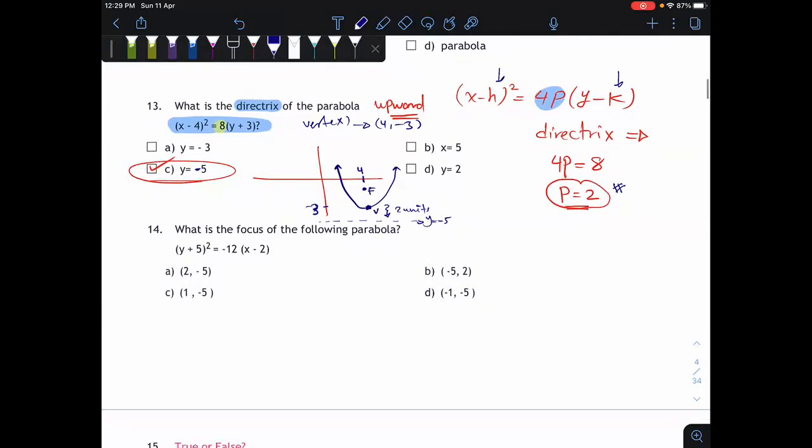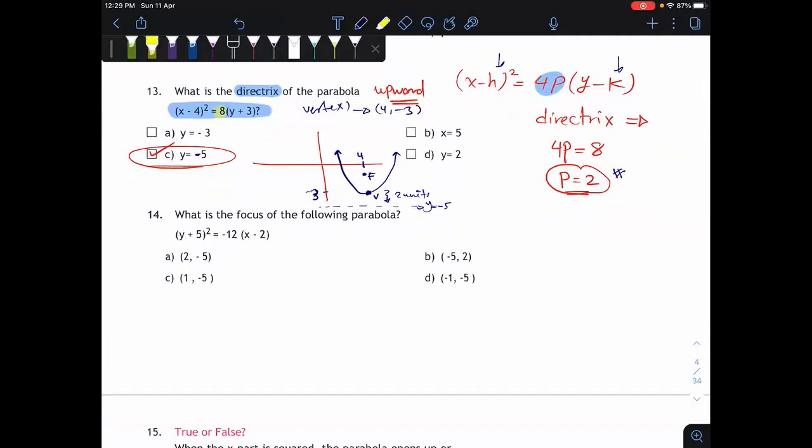Okay, easy, guys. Next question, what's the focus? What's the focus of the following parabola? The focus is the value of P. Always the focus is the value of P. And since the squaring is on the Y, the parabola opens to the left.